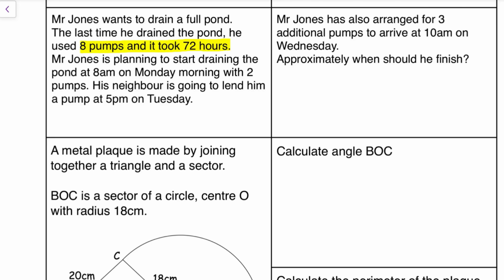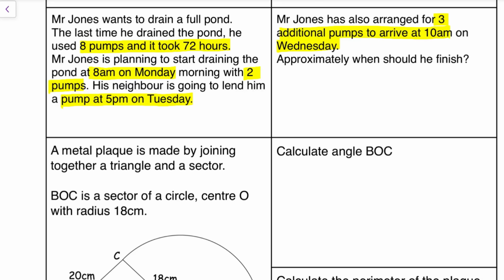Mr. Jones is planning to start draining the pond at 8 a.m. on Monday with 2 pumps. His neighbour is going to lend him 1 pump at 5 p.m. on Tuesday, next day. Mr. Jones has also arranged for 3 additional pumps to arrive at 10 a.m. on Wednesday. Approximately when should he finish? Wow, this is a difficult question.